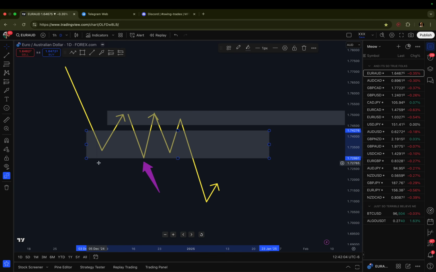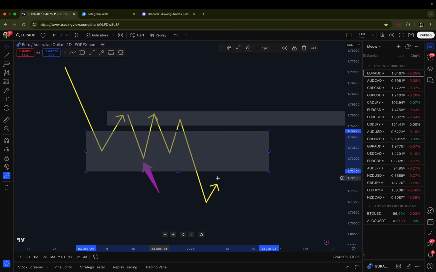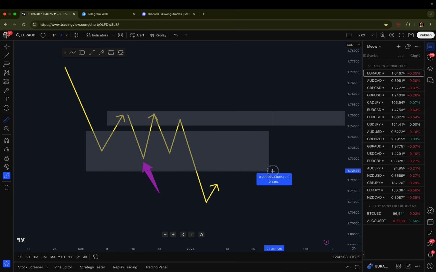Now, some people, they'll draw the zone like this, right? So this right here, for example, it's going to make no sense. 186 pips. I'm just drawing it on a random TradingView chart, so that's actually not that relevant.